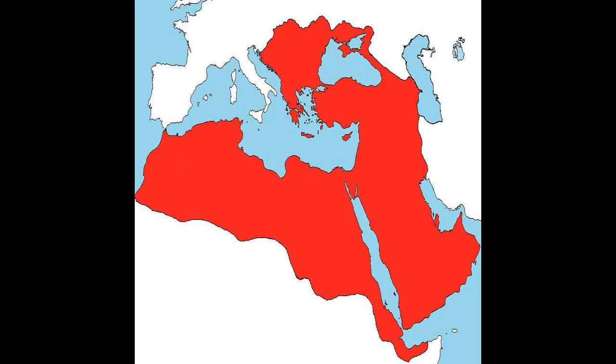From 1894 to 1896, between 100,000 and 300,000 Armenians living throughout the empire were killed in what became known as the Hamidian massacres.